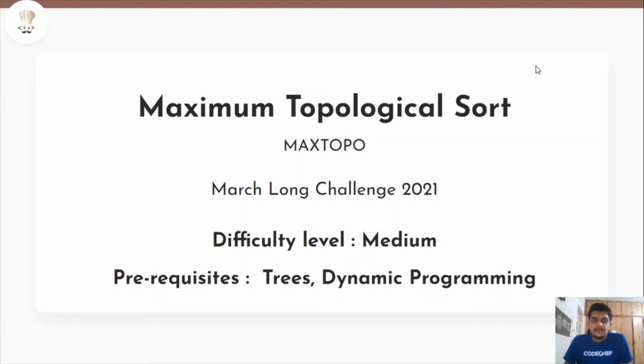So we are back with an interesting problem from the March Long Challenge 2021. The problem name is Maximum Topological Sort. The difficulty level of the problem is medium and the prerequisites are trees and dynamic programming.